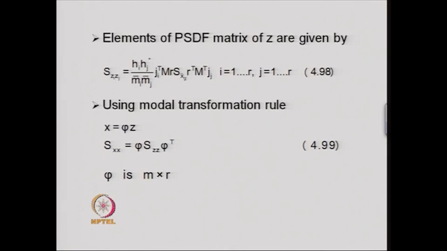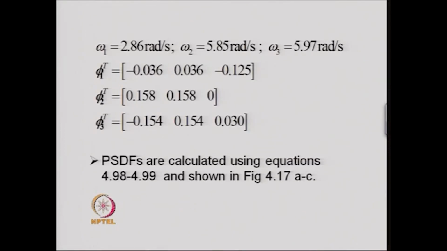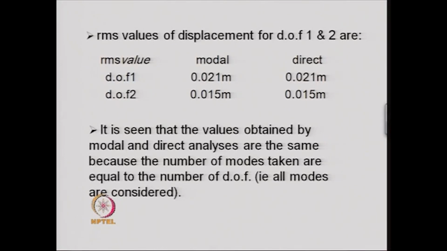Now, when all the elements of the power spectral density function Szz are obtained in this particular fashion, then we construct the Szz matrix and then obtain the power spectral density function Sxx. So, using this particular technique, we have obtained the values of the power spectral density function of the first displacement and the third displacement, and the RMS value for the first displacement, that is at the top of the left hand tower, in the modal analysis it gave 0.021 and from the direct analysis we obtained 0.021.